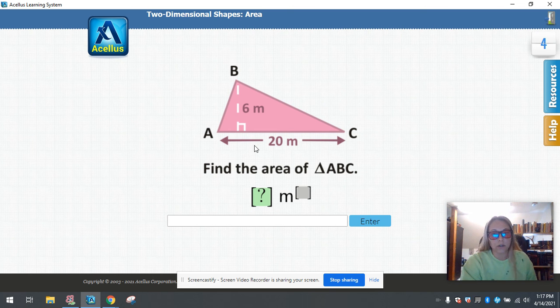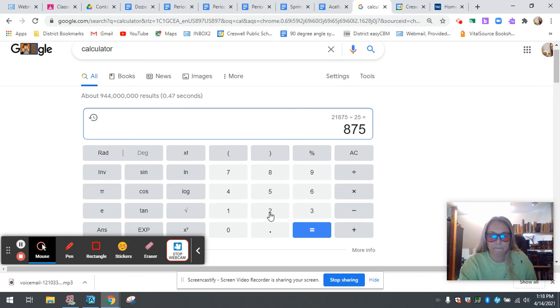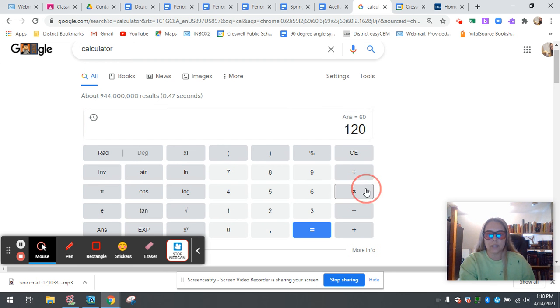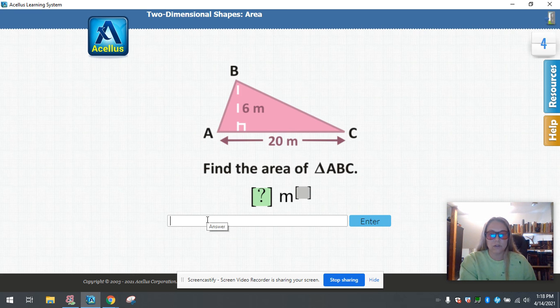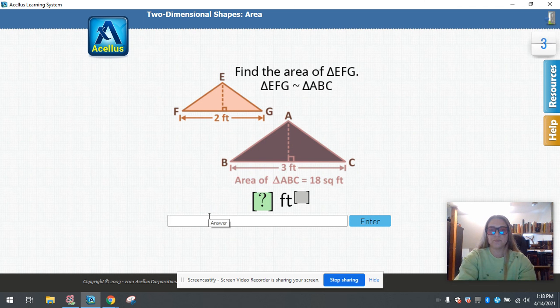Multiplying something by 1/2 is the same as dividing something by 2. So let's do this in our calculator. We're going to go 20 times 6, which gives you 120, and then you can divide it by 2 and you'll get 60, or you can go 120 times 0.5, whatever you prefer to do. Either way, you'll get 60.